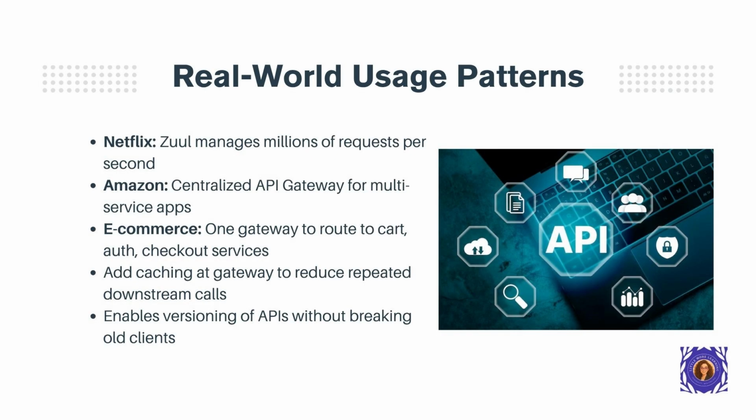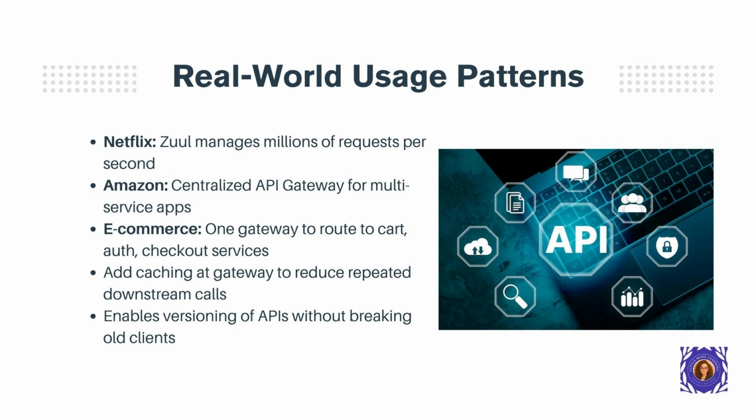API gateways are fundamental to the operation of some of the world's largest digital platforms. Netflix famously uses Zuul as its edge service, processing millions of requests per second. It handles all incoming traffic, routing it to hundreds of back-end microservices, performing authentication, and managing various cross-cutting concerns. Amazon leverages a highly centralized API gateway architecture across its vast array of services. This allows them to expose unified APIs to customers while abstracting the complexity of their underlying multi-service applications.